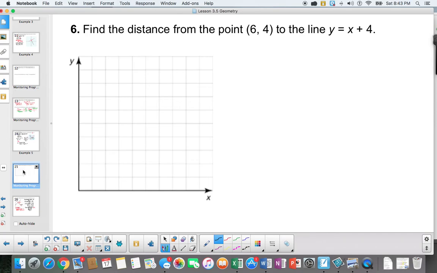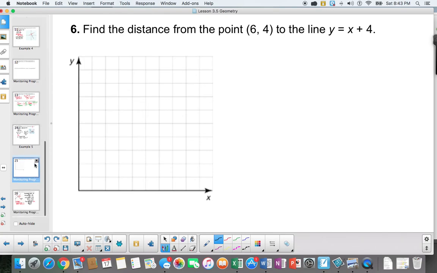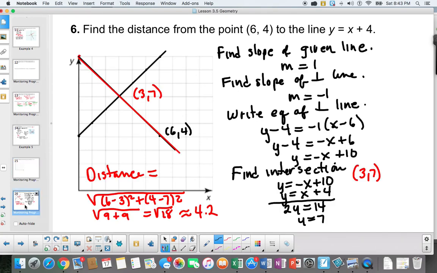Okay, your turn. Go ahead and see what you can do. Stop the screencast, see if you can find the distance from this point to that line. Okay, here's the answer. Notice that I did graph them to help you. You want to find the slope of the given line, which is 1. The slope of the perpendicular line will be -1. I wrote my equation. I went ahead and simplified it a little bit because I wanted to show you the algebra that goes with it. But when I graphed it, I could see it went through the point (3, 7). Now, to find the distance, you're going to have to find the distance from (3, 7) to (6, 4), and that's my work right over here. This is the end of the screencast.